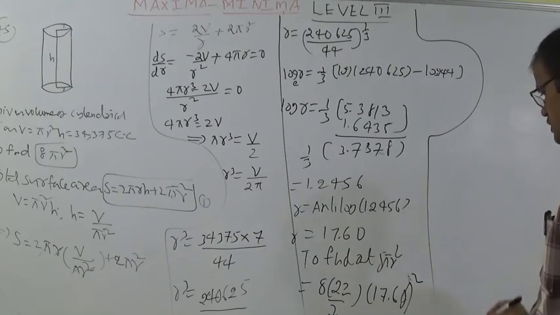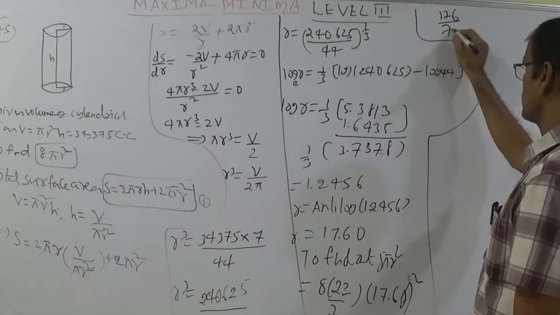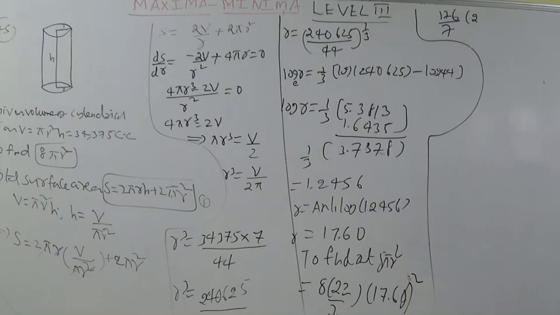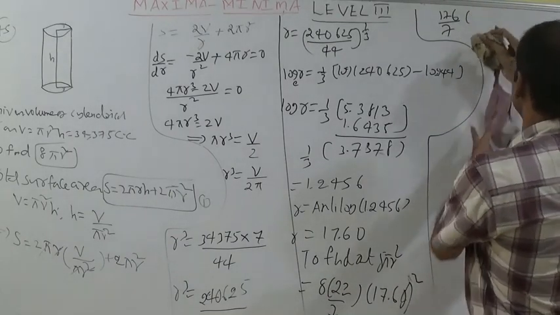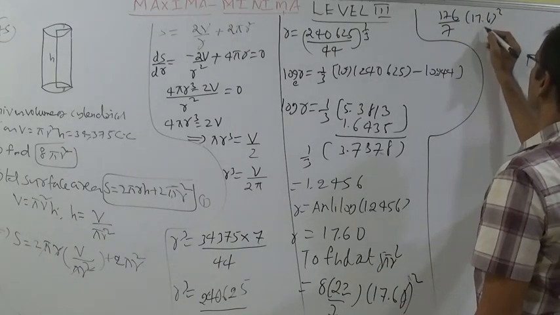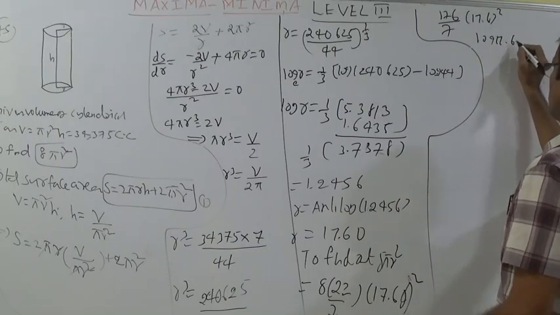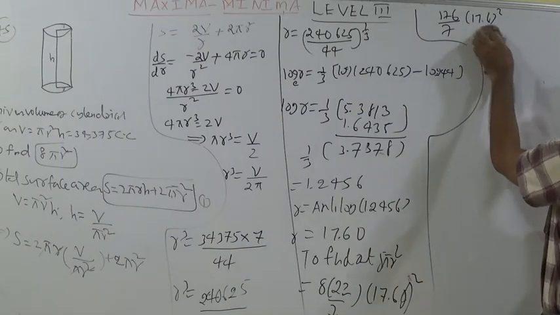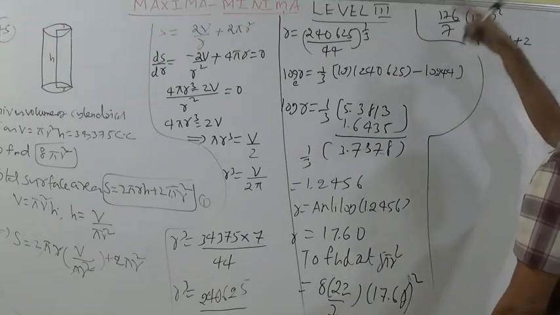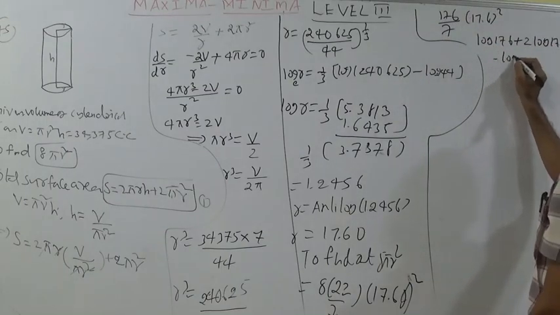So by logarithm once again: 8 into 22 becomes 176. 176 by 7 into 17.6 whole square. So you can write, using logarithm to calculate this: log 176 plus 2 log 17.6 minus log 7.